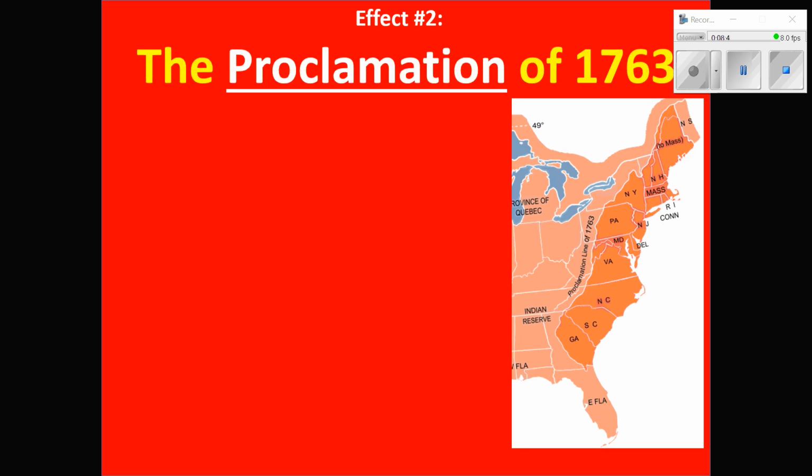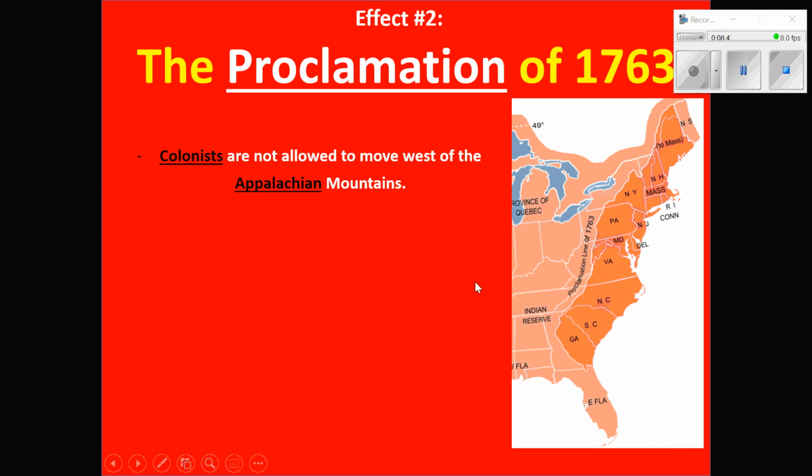Now, effect number 2. This is called the Proclamation of 1763. It said that colonists were not allowed to move west, or left, of the Appalachian Mountains. The Appalachian Mountains are right here. They go all the way from the south all the way up here. They're called a couple of different things: the Great Smoky Mountains, the Appalachian Mountains, but it's this mountain range that goes all along here. And it said the colonists had to stay on this coastline.